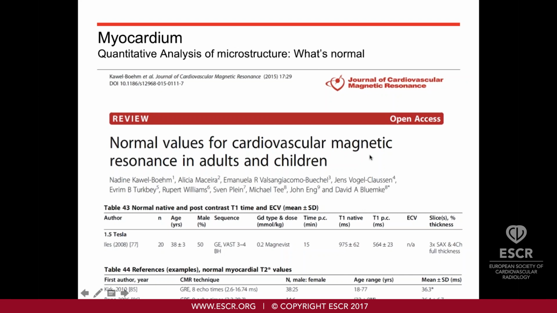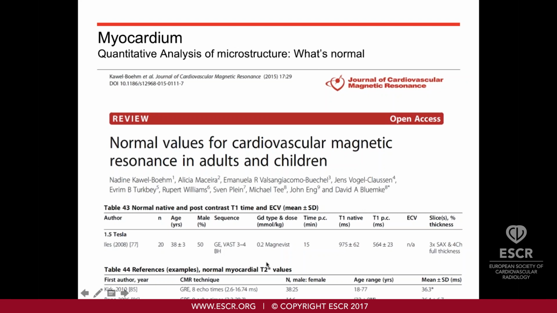The threshold between normal and abnormal is 20 milliseconds. So if we have a value longer than 20 milliseconds, it's normal. And if it's below 20 milliseconds, it's abnormal. So in this patient, we have normal signal, normal T2 star value of the myocardium, no evidence of iron overload.